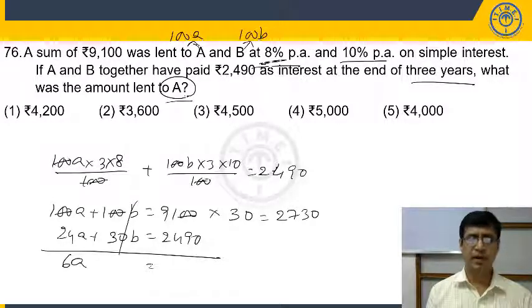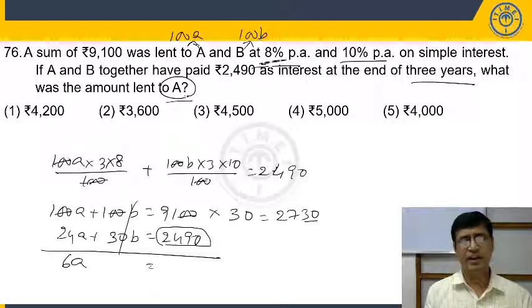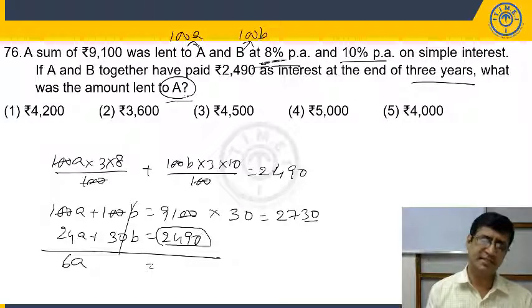Now simplify. What is the cancellation? So 30, and here if you take this as 2500, how much is it less than 2500? 10 less. 2500 and 2730, the difference is 230. 230 plus 10, 240. 240 means the value of A is equal to 40.